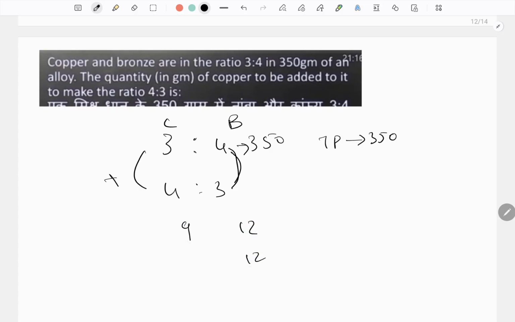12 multiplied by 3 is 9, multiplied by 4 is 16. How much increase? 7 parts. That 7 parts in the question is given 350. 7 parts is 350. The quantity of copper to be added to make the ratio 4:3. So 9 to 16, how much it increased? 7 parts only. So 7 parts is 350 we need to increase.